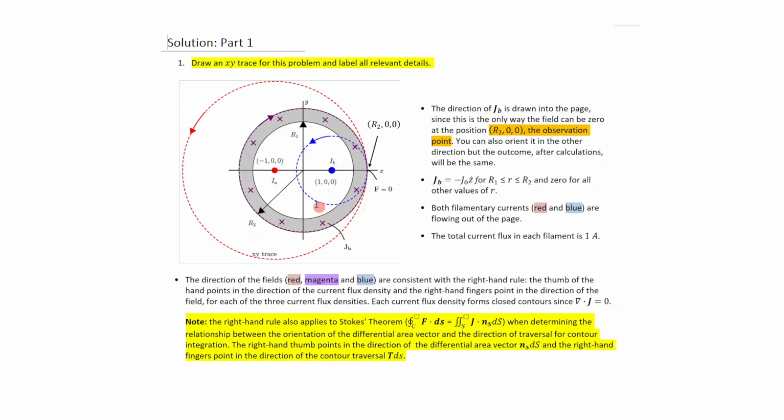Now we also know that the direction of the field for each one of these current flux densities can be determined using a right-hand rule. So these are infinitely long filaments and shells. If the current is flowing out of the page, you put your thumb in the direction of the current and the field points in the direction in which your fingers curl. So in this case, you can see the direction of the field pattern.